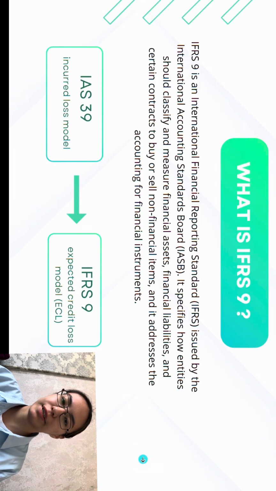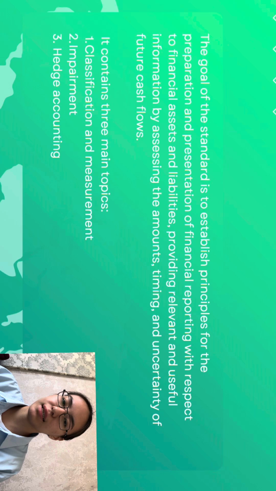So, what is IFRS 9? IFRS 9 is a standard used by financial institutions to classify and measure financial instruments. It replaced IAS 39 in 2018. The main goal of this standard is to make financial reporting more transparent and forward-looking. Unlike the previous standard, which recognized credit loss only when the money was already lost, IFRS 9 recognizes losses much earlier, as soon as there is a sign of risk.